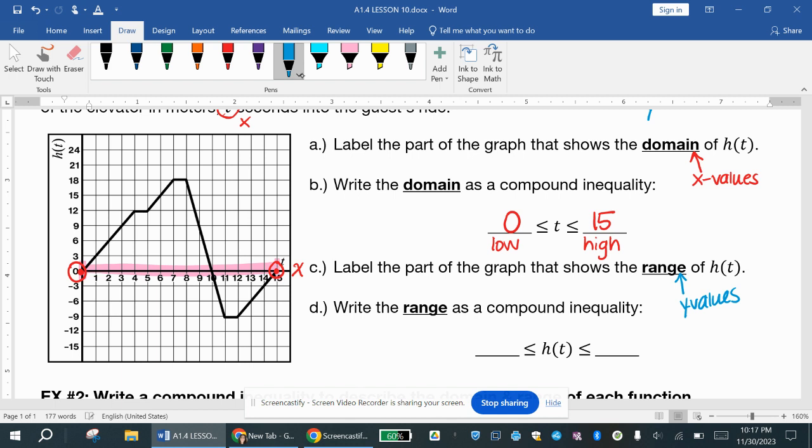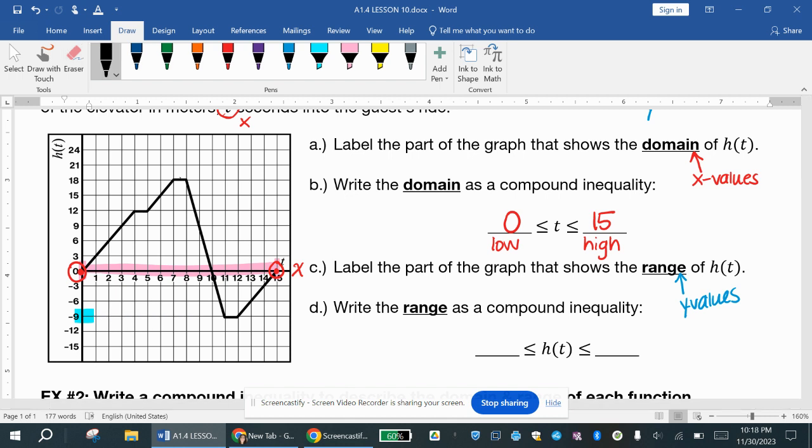Okay, so the lowest point here is at this height over here. You see this? I'm going to make it a little darker. So that's the lowest. I'm going to follow that all the way to -9. So you can kind of see the lowest point on the function has a y value of -9.